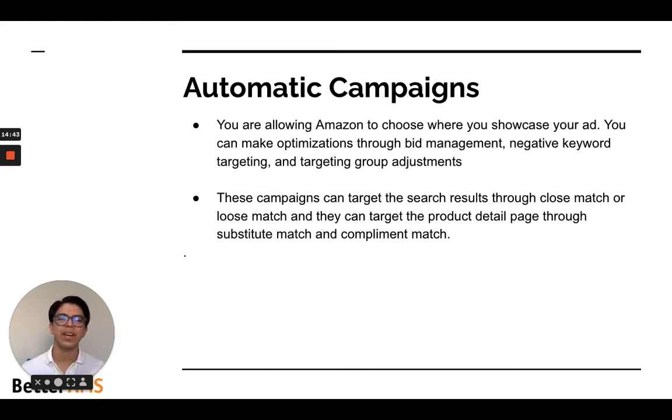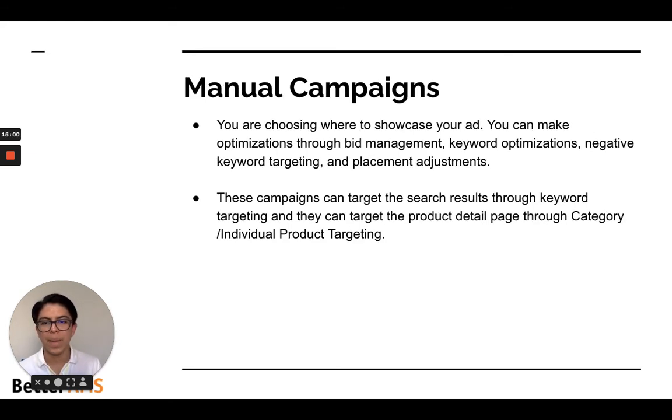These campaigns can target the search results through close match or loose match, and they can target the product detail page through substitute match and complement match. So you can consider running two different auto campaigns, one for the search results and one for the product detail page, okay? Manual campaigns. You're choosing where to showcase your ad.